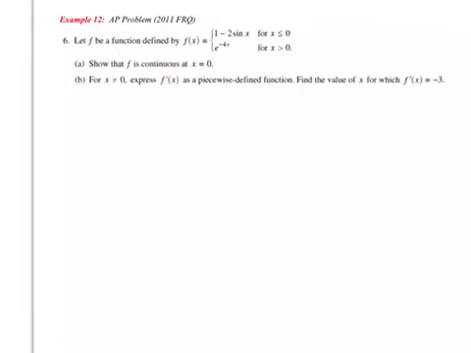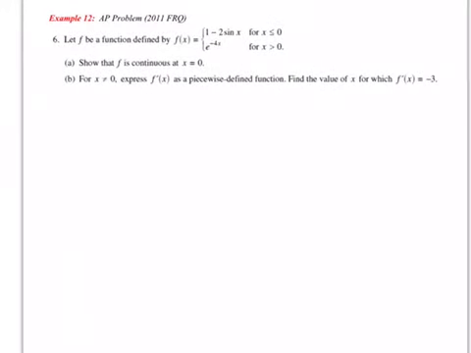Alright, here's another AP problem. So let's go ahead and jump into this one. Okay, so for part A, I'm going to go ahead and show that it's continuous at x equals 0. What that means is I have to show f of 0 exists. The left and right hand limits are equal, and f of 0 equals the limit coming from both sides.